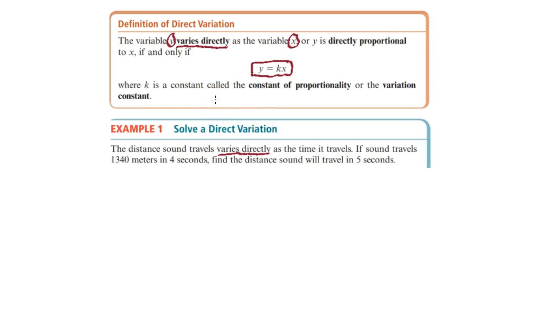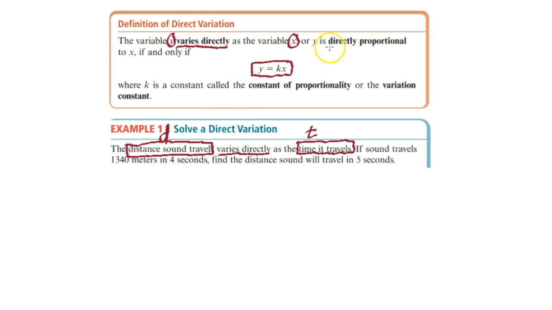And in this case, we have the distance sound travels. We can call this letter D, distance, varies directly as the time it travels. So we're going to use the letter T for the part that comes after "varies directly," similar to the x. So y varies directly with x.